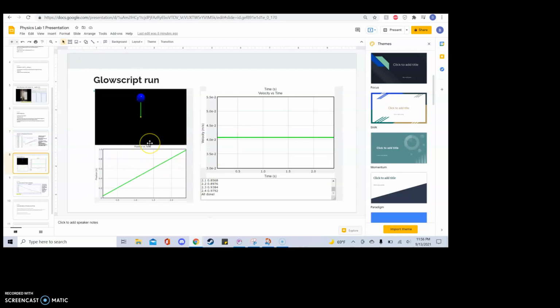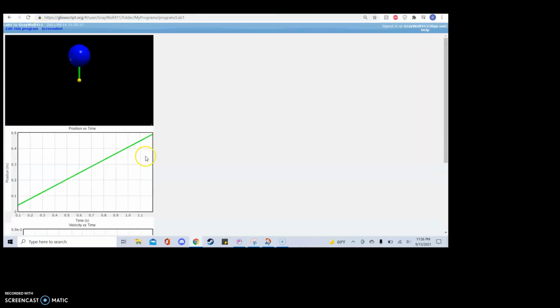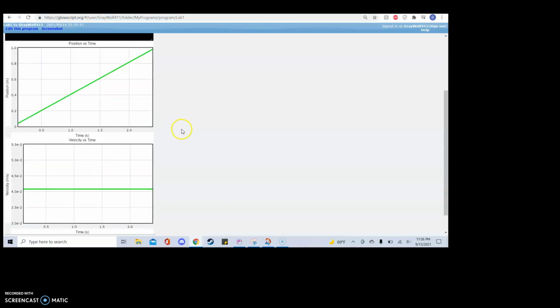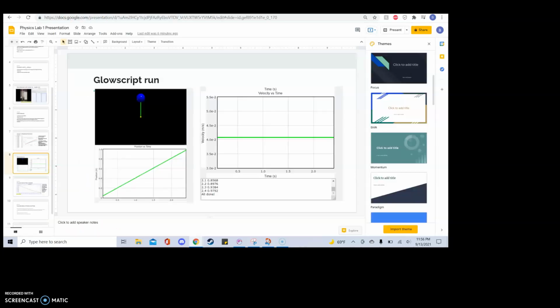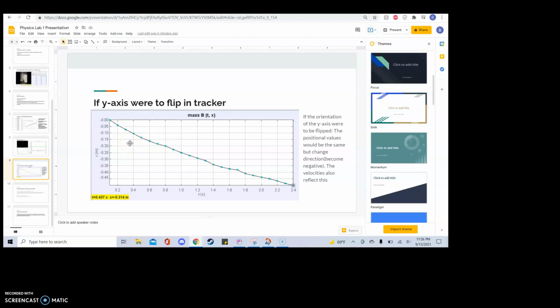This was the output of the GlowScript run, and just to show here as well, this is the GlowScript modeled movement of the marker as it just rolled in a positive y direction. If the y-axis were to flip in Tracker, it would just cause the data itself to also flip up down, as y would just go in the negative direction, and it would just lead to the same position values but a different velocity technically, due to the direction becoming inverse or opposite.